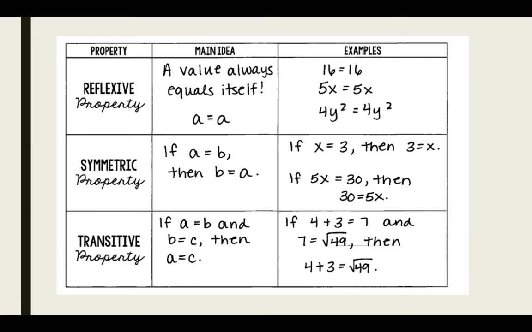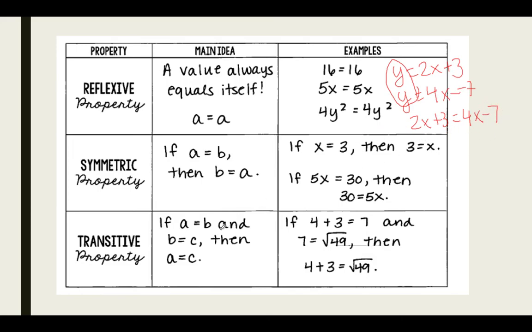Okay, last 3 are pretty basic. Again, probably not going to write very much on these, but a reflexive property, a value always equals itself, so a equals a, 16 equals 16, 5x equals 5x, 4y squared equals 4y squared. Really the big thing we're going to see this in is in systems, where we can say if we have y equals 2x plus 3 and y equals 4x minus 7, we know y equals y, so we can set 2x plus 3 equal to 4x minus 7.